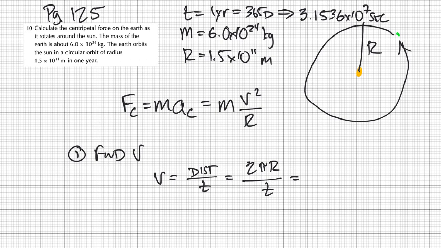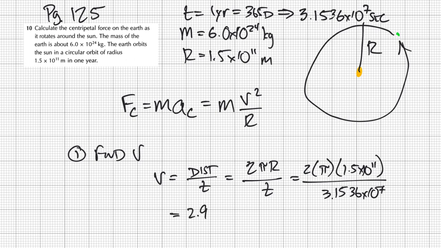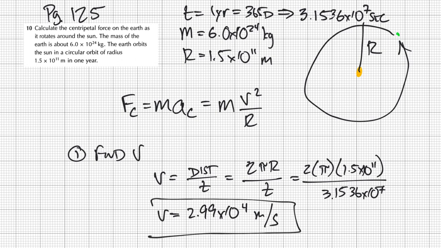So what's my velocity? So we have 2 times pi times my radius, 1.5 times 10 to the 11, divided by 3.1536 times 10 to the 7. And that's going to give me a velocity of 2.99 times 10 to the 4th meters per second. So that's how fast we're going.